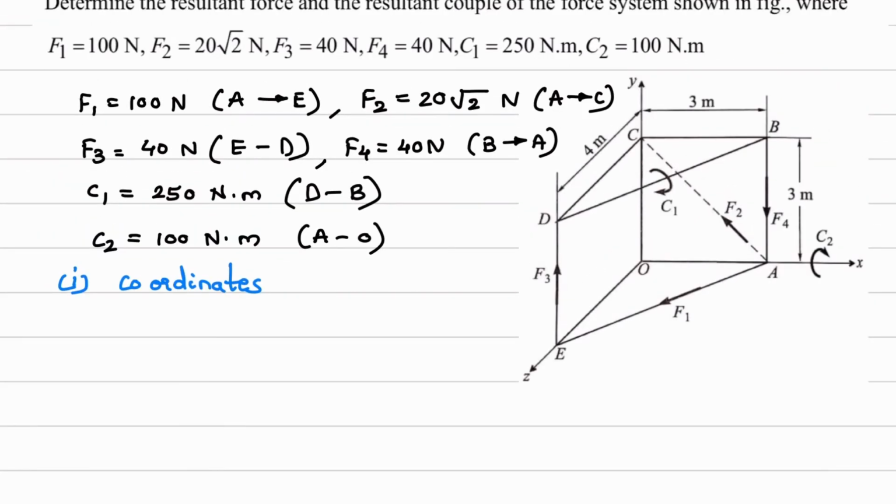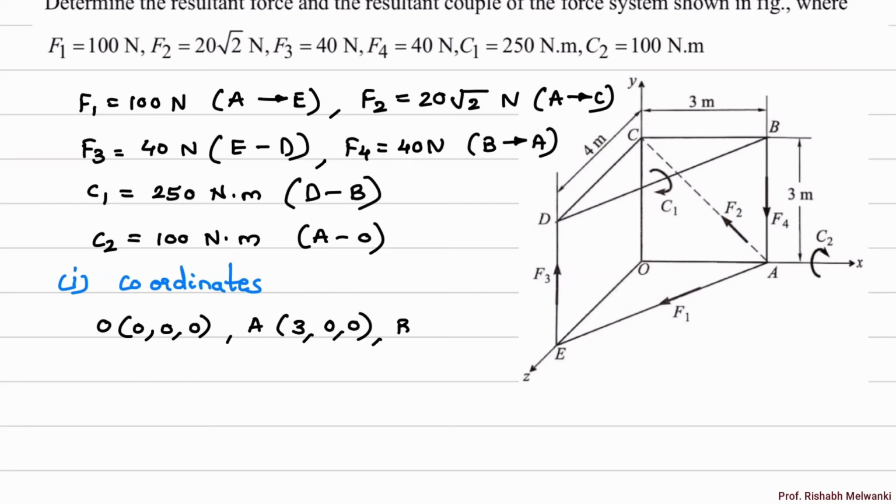Okay, now you have to tell me this. What is the coordinate of point O? It will be 0, 0, 0. Next, the coordinate of point A. What is that? If you consider point A, it is on the x-axis. So x distance is 3, y is 0 and z is 0. So 3, 0, 0.